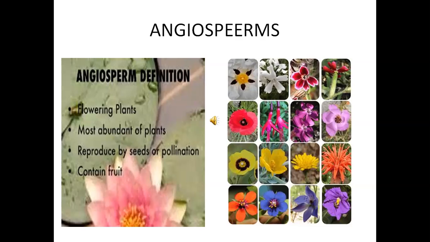Angiosperms are the dominant plant form of present day. Based on the number of cotyledons, they are broadly divided into two groups: monocotyledonous and dicotyledonous.